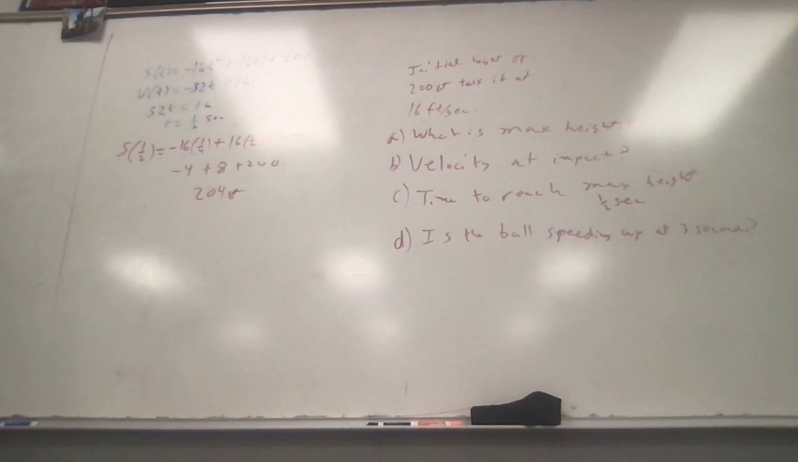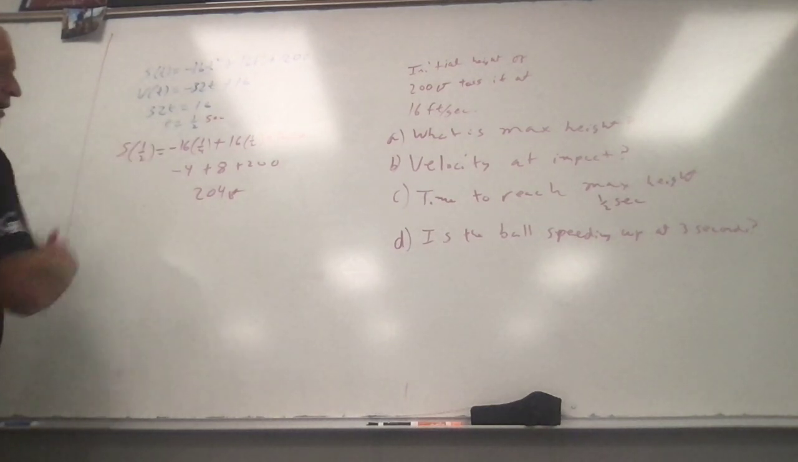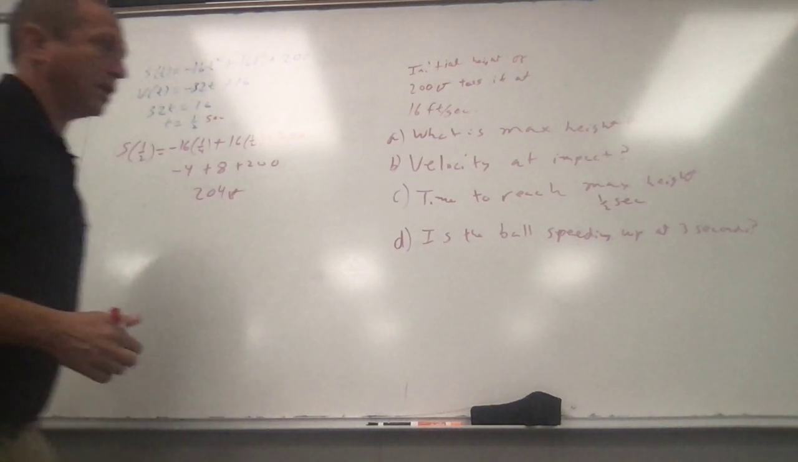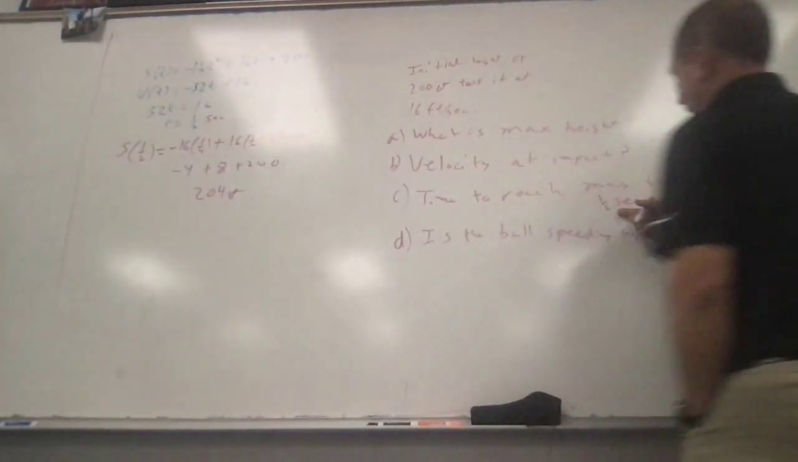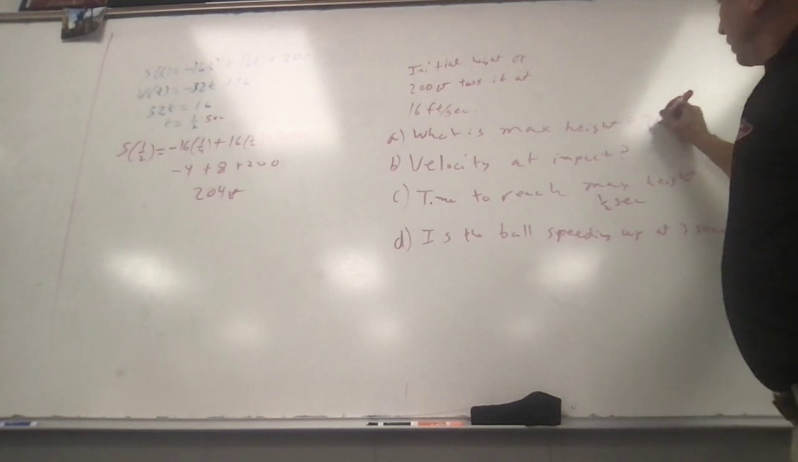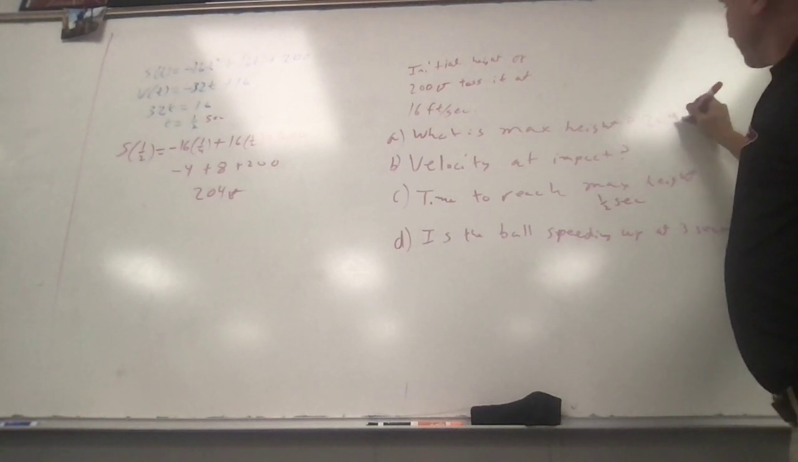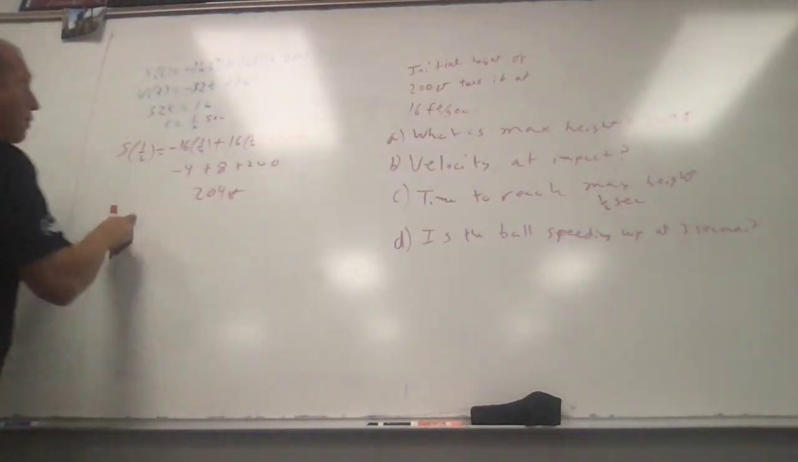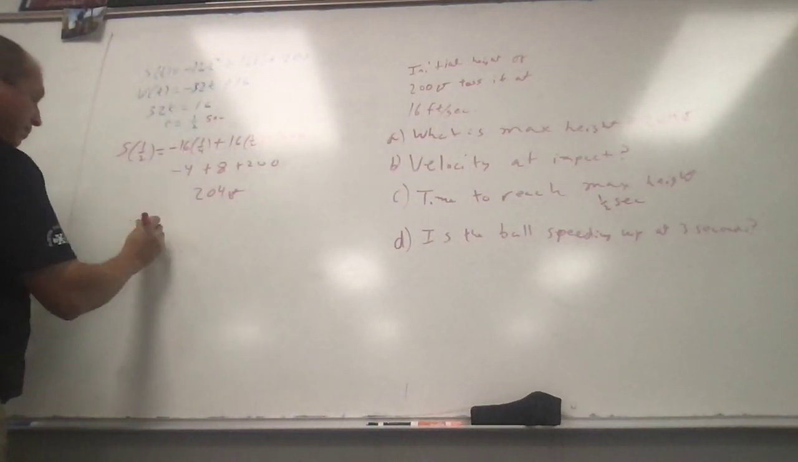Are we okay here? All right, what is the velocity at impact? Well, we need to know the time that it hits the ground, right? And you don't get it by doubling this. This would just be the time it came back to 200 feet. So we need the quadratic formula.